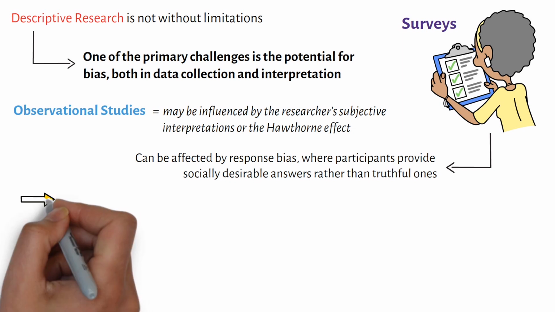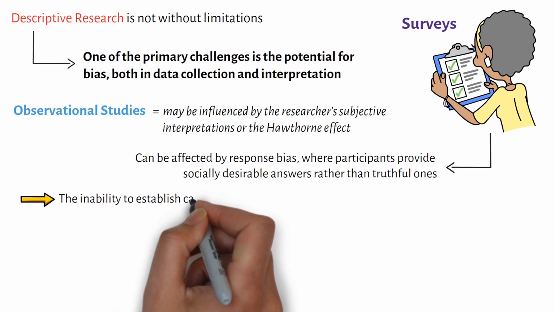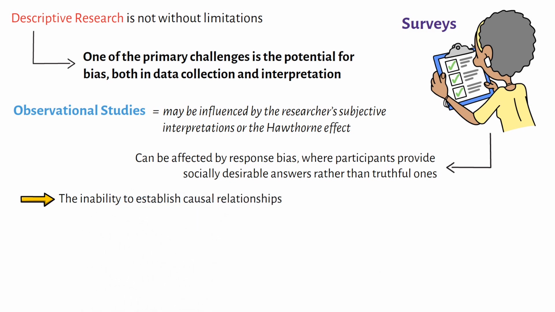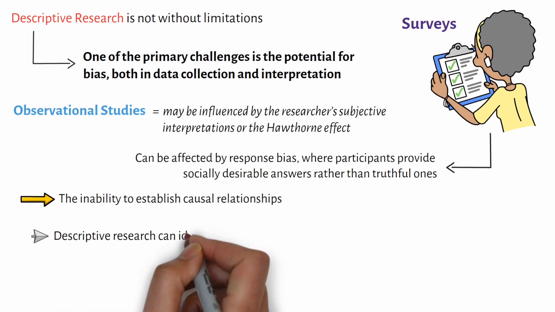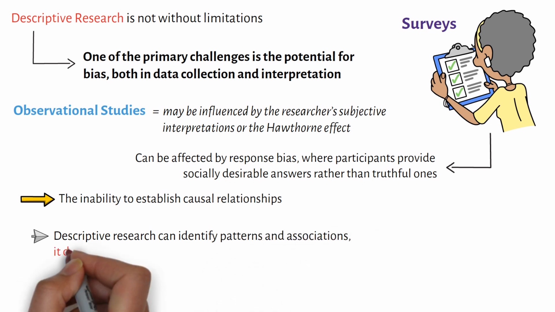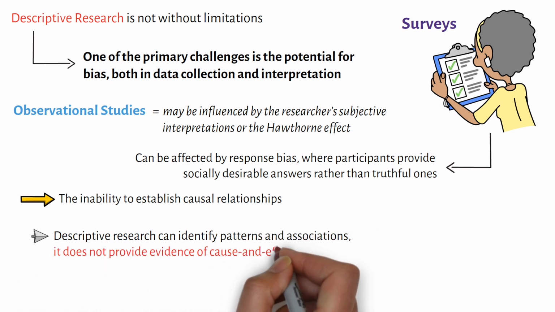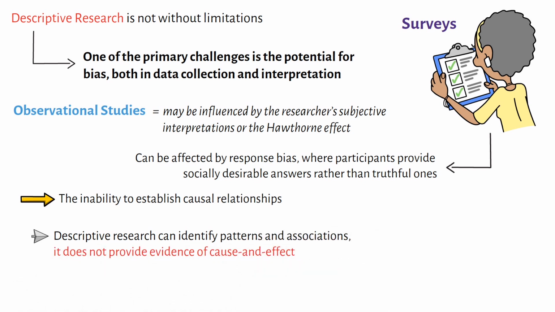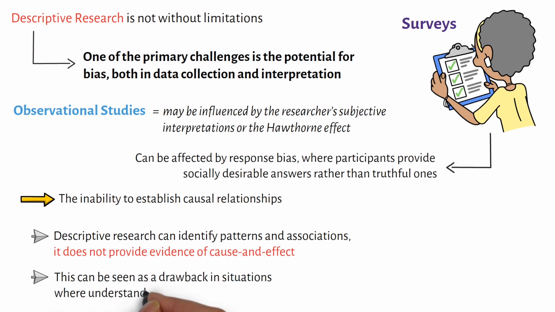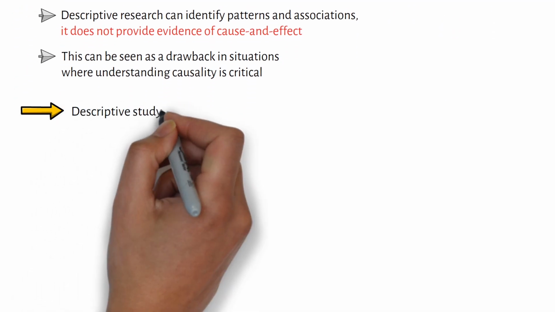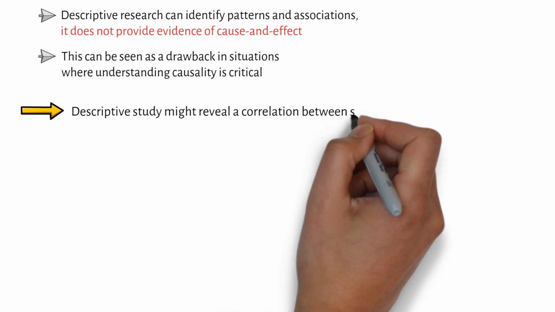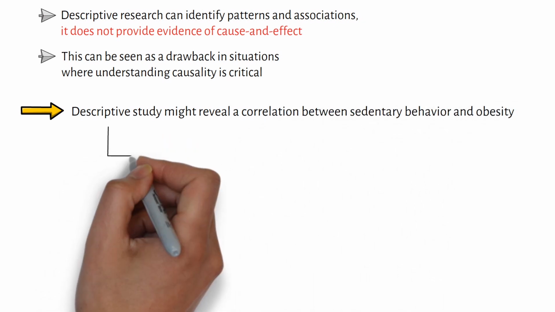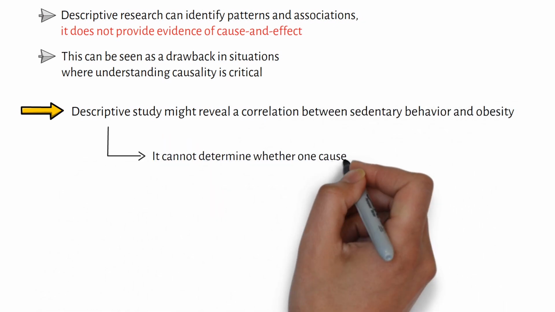Another limitation is the inability to establish causal relationships. While descriptive research can identify patterns and associations, it does not provide evidence of cause and effect. This can be seen as a drawback in situations where understanding causality is critical. For example, while a descriptive study might reveal a correlation between sedentary behavior and obesity, it cannot determine whether one causes the other.